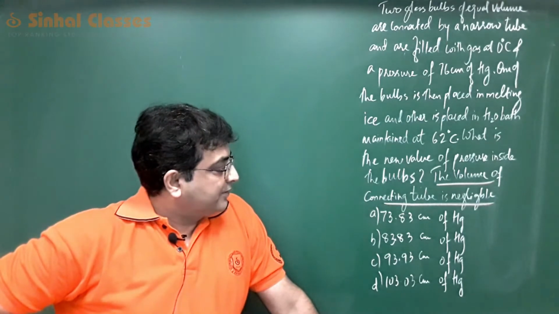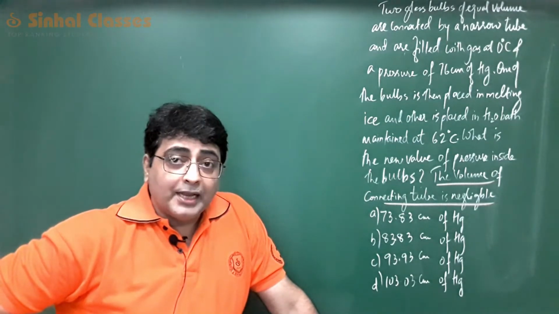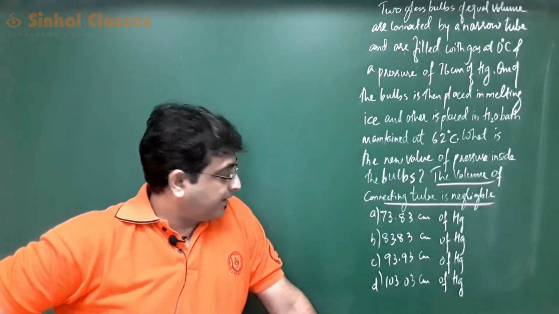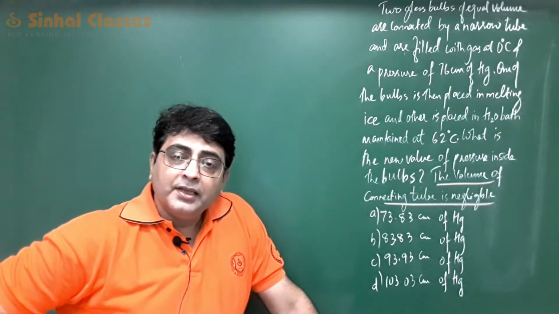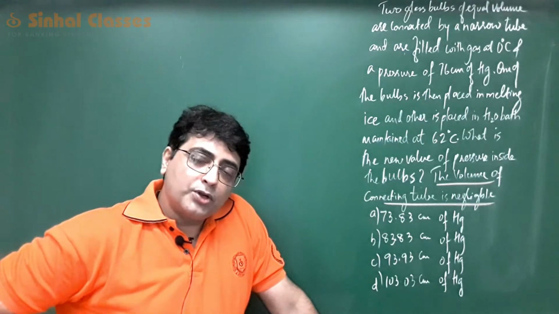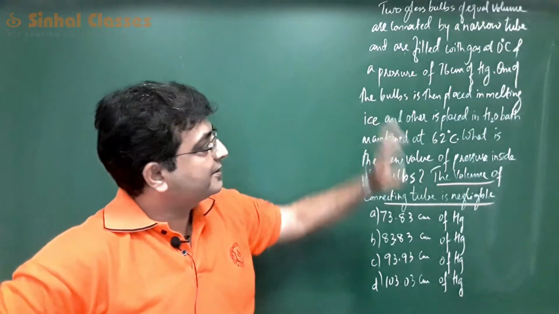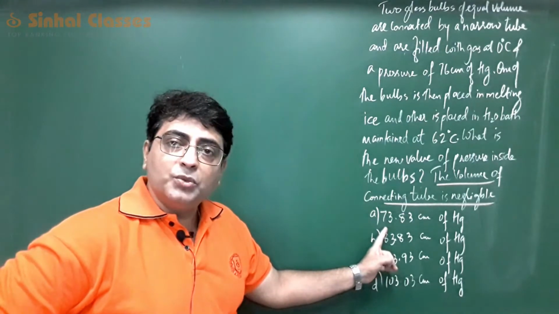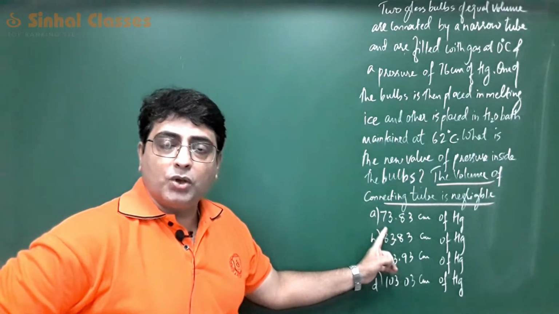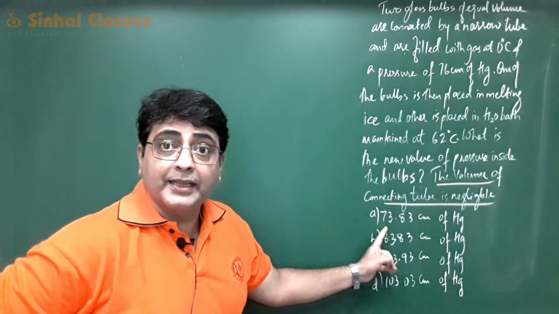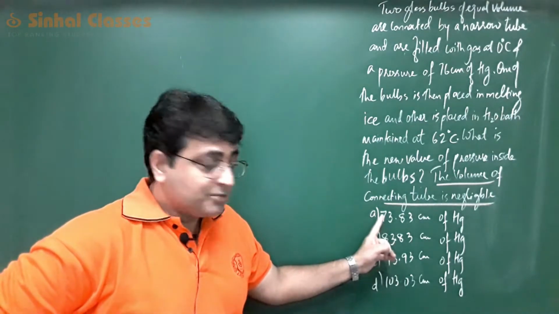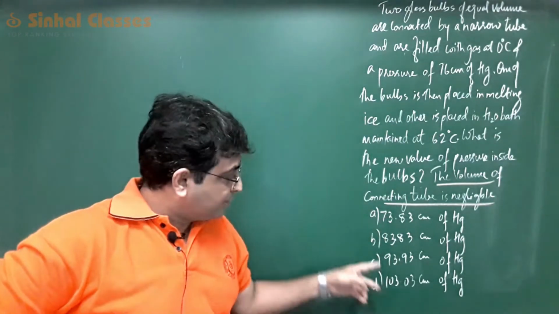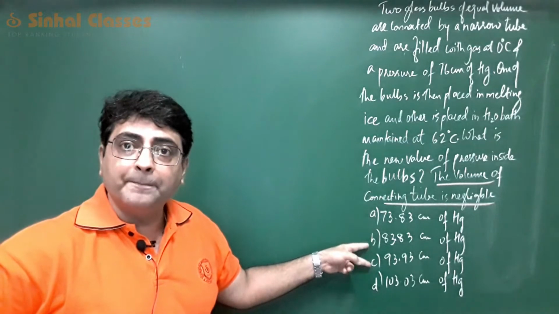Options we consider are: 73.83, option B 83.83, 93.93, 103.03. Now when a student is observing the options, what do you consider? Sir, initially pressure is 76 centimeters of mercury. Option A is 73.83, so will the pressure decrease in that case? No, there will be transfer of number of moles in that case. So my answer should be greater than 76, but certainly less than 103. That means my answer will be between B and C only.